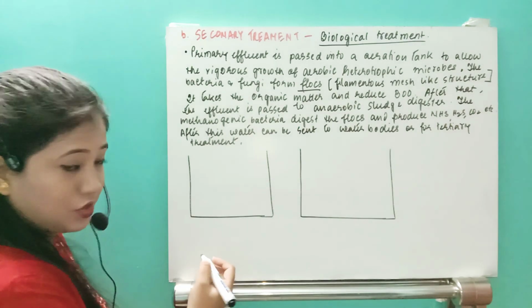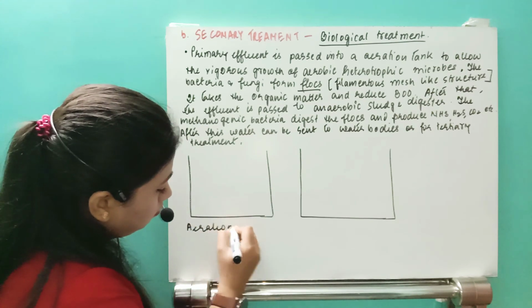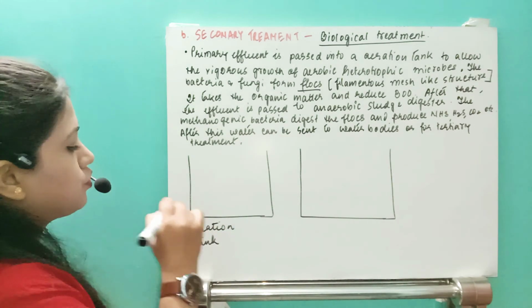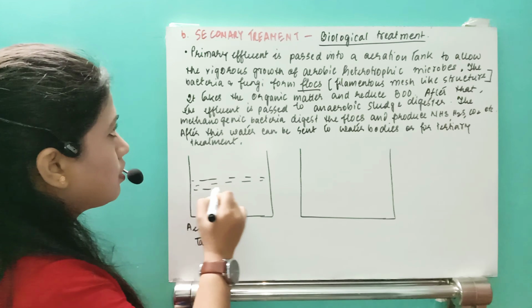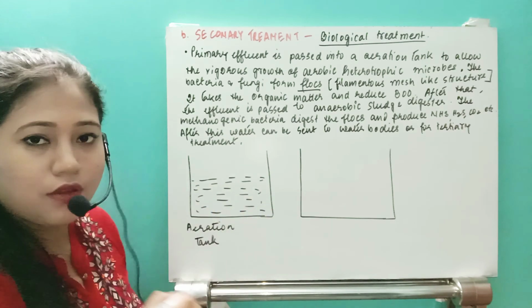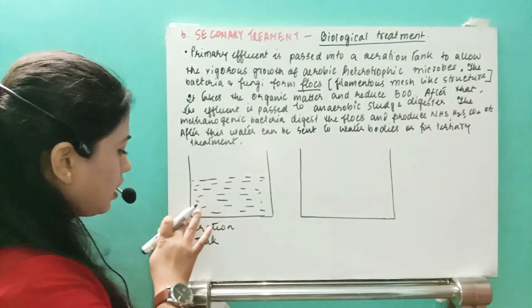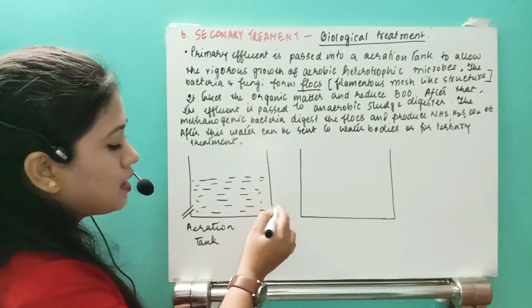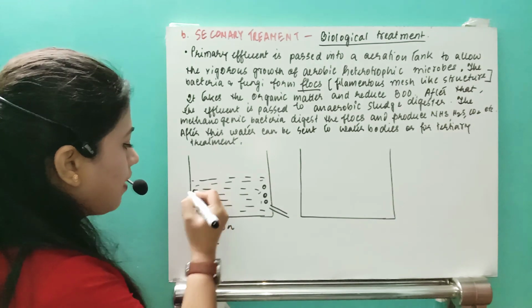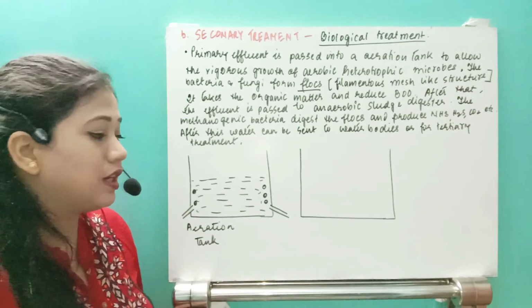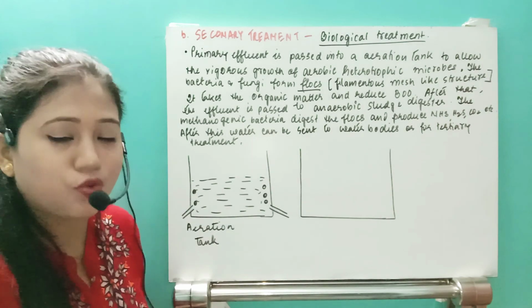So this sludge will be in this digester. This is the aeration tank, right? So what happens? First of all, this primary effluent will be sent to the secondary treatment. Whenever this primary effluent is passed to the next tank, that tank will be known as the aeration tank. Why the aeration tank? Because in this we will constantly allow air bubbles to enter it. It will constantly have air entering into that aeration tank. That's why it is known as the aeration tank.